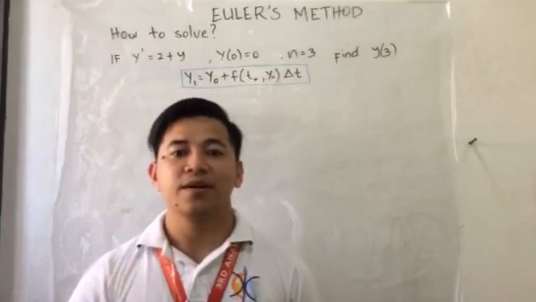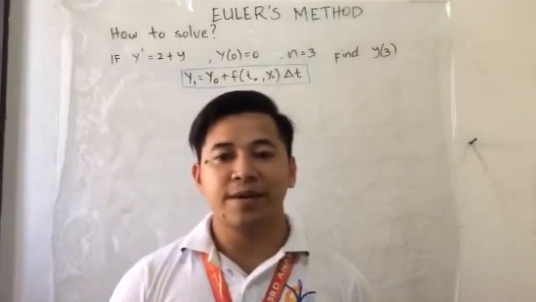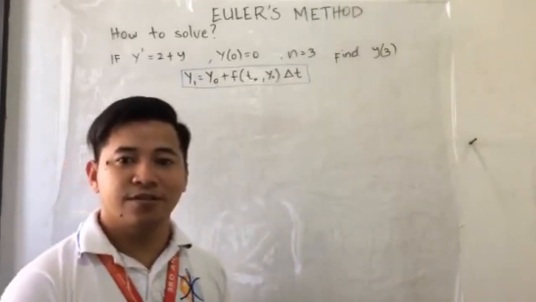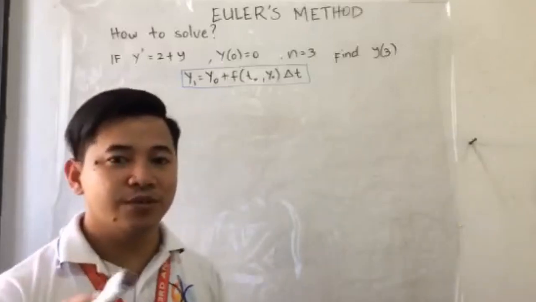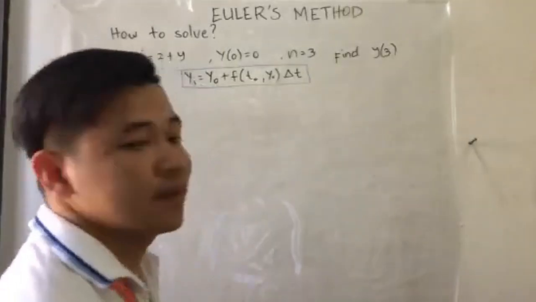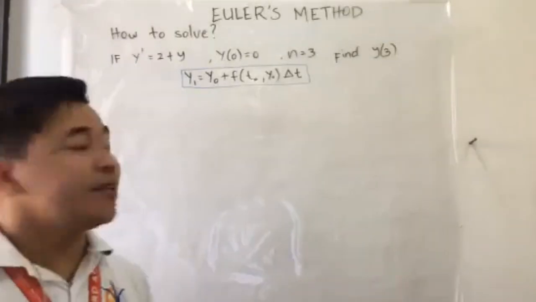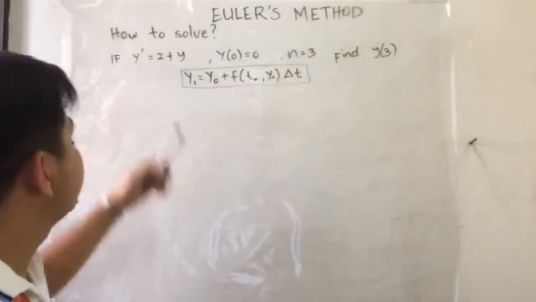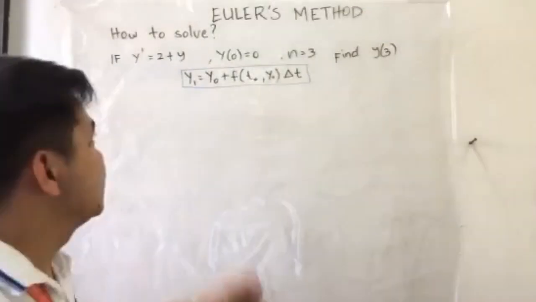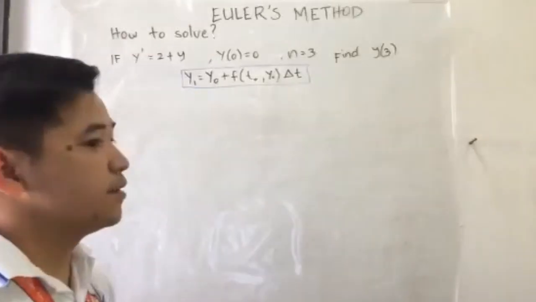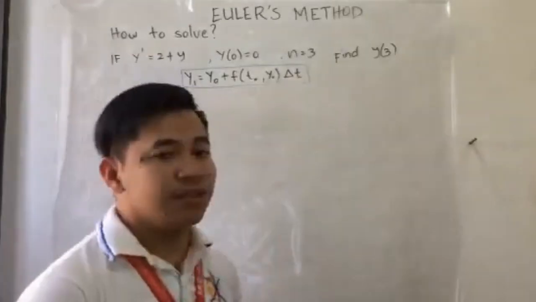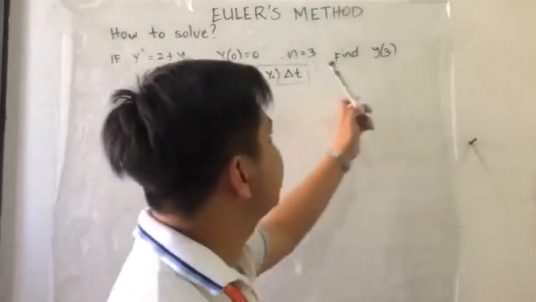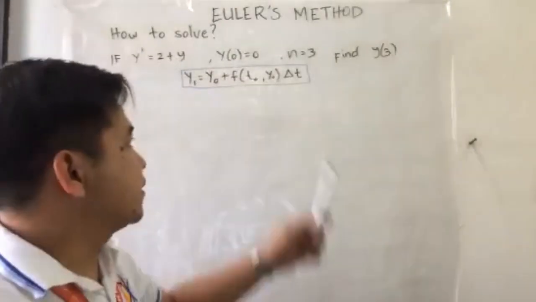Right now, I want to walk you through an example of how to use Euler's method, so you know how to apply it when you run into an Euler's method problem. For example, you're given the differential equation y prime is equal to 2 plus y, y(0) is equal to 0, and t is equal to 3. So you need to find the y approximation when t is 3.